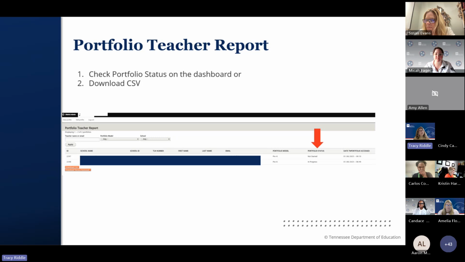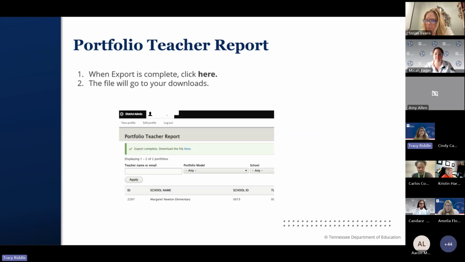You can also download the CSV. If you click download the CSV, you will have to wait a few minutes and then this green box will pop up where you can download the file here. When you click here, it will go to your downloads and then you can open the Excel file of this report on your computer.